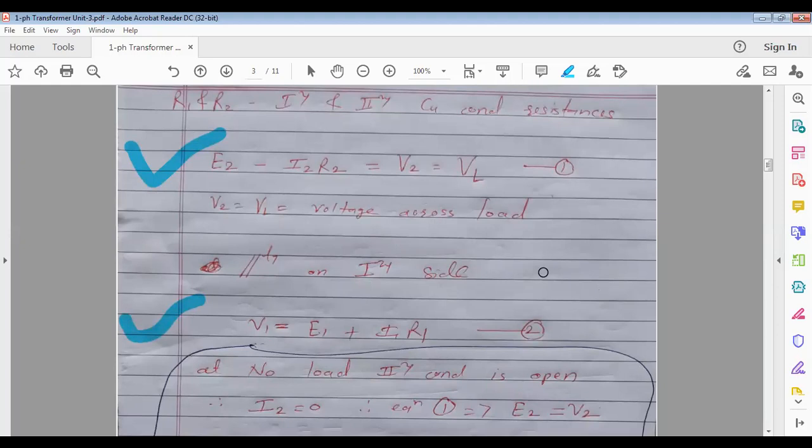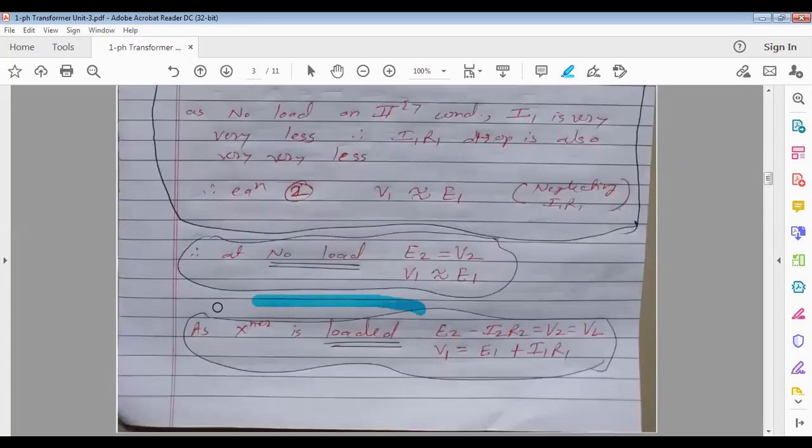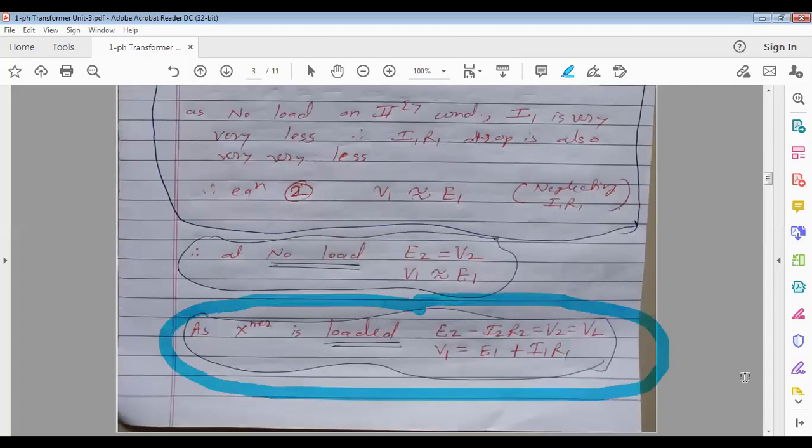Okay. Next is, this is the case. See here, I2 R2 drop is there. Means what is the meaning of it? Load is connected. Means transformer is on load, isn't it? Transformer is on load. Load is connected on secondary. That's why I2 current flows through secondary and load also. And I2 R2 drop is there. Means these two equations will be there when the transformer is on load. Got it? So see, when the transformer is loaded, these are the equations.